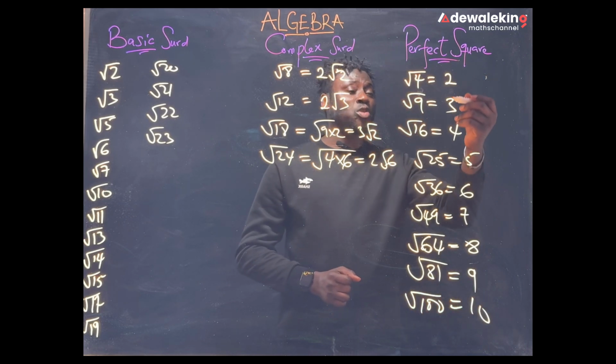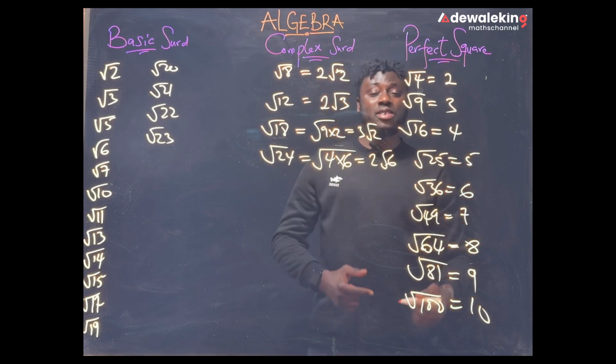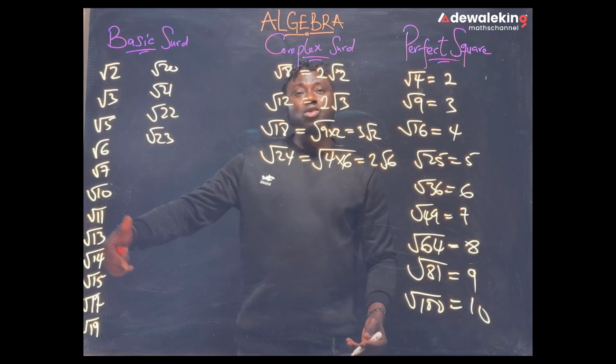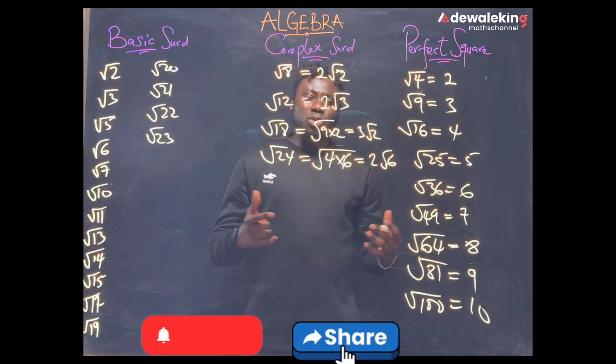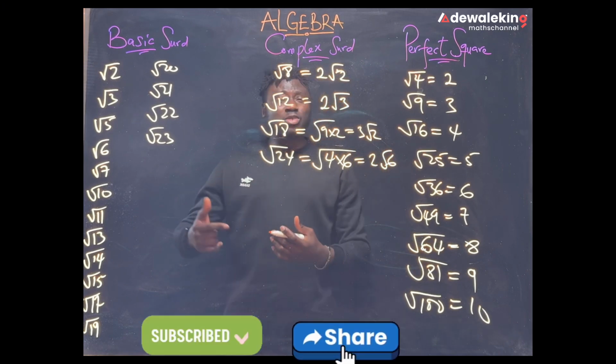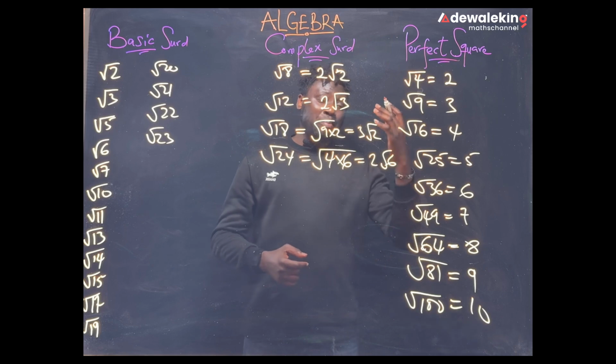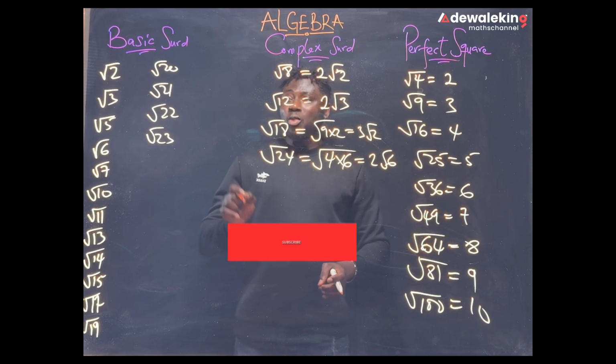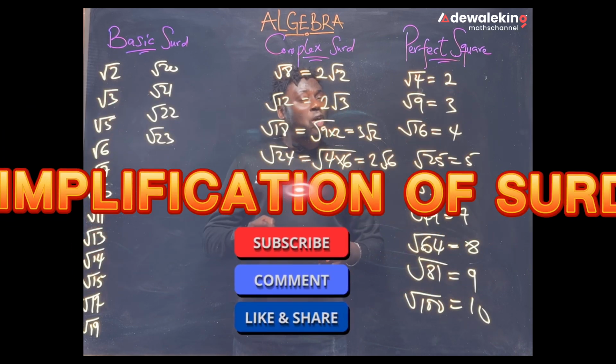You can see the numbers 2, 3, 4, 5, 6. All these are perfect squares. Why these are basic SURD? These are complex SURD. So this is a way to explain basic SURD, complex SURD, and perfect square. All this you need when you are dealing with simplification of SURD.